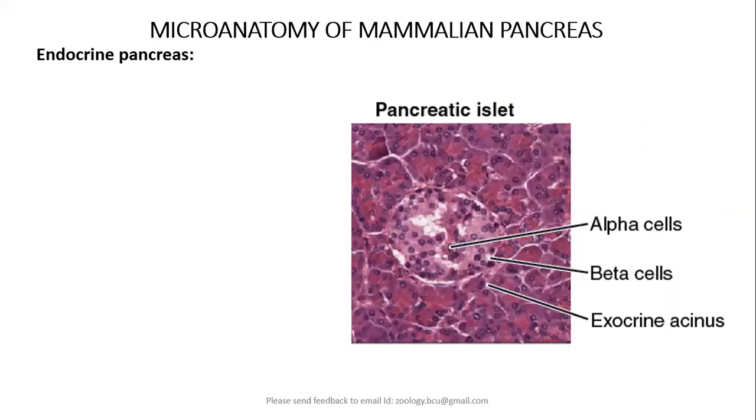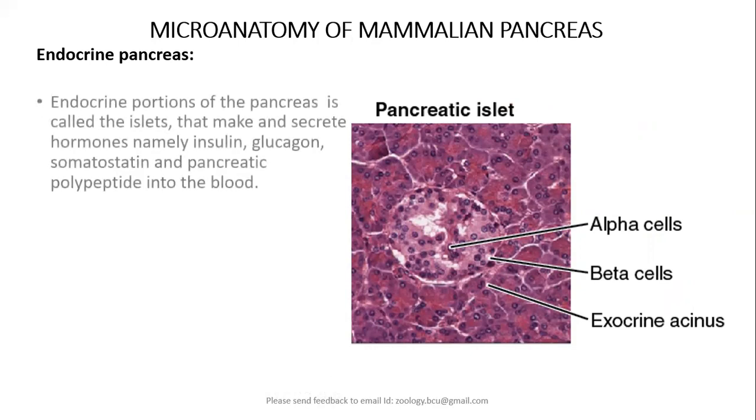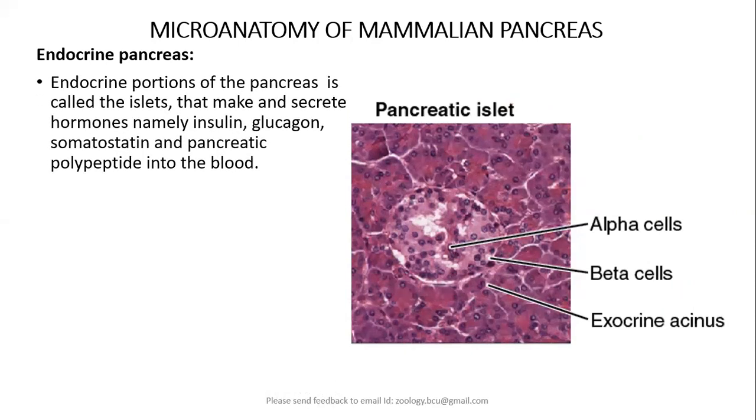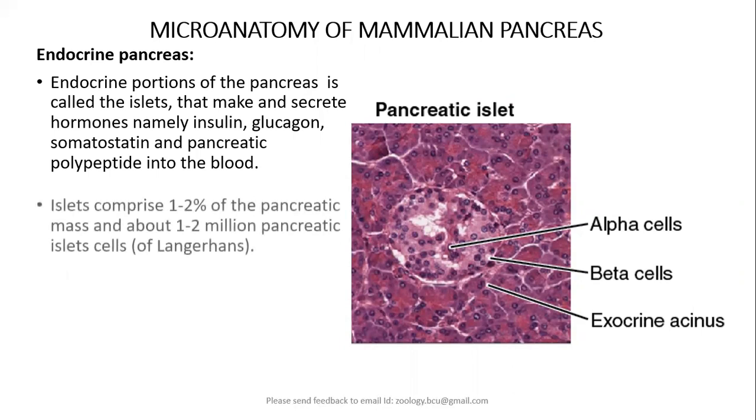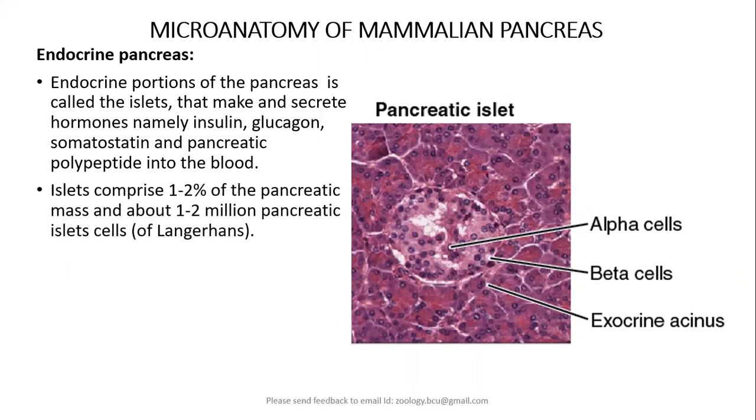So with that, we have finished with the exocrine secretions of the pancreas. Now we'll proceed with the endocrine part of the pancreas. The endocrine portion of the pancreas is called the islets of Langerhans, which make and secrete hormones like insulin, glucagon, somatostatin, and pancreatic polypeptide into the blood. The islets comprise 1 to 2% of pancreatic mass. That means very few islets of Langerhans are found when compared to the exocrine pancreatic acini.